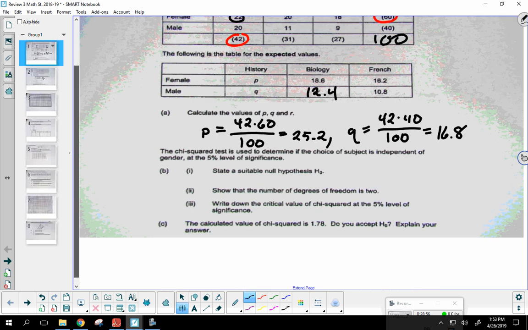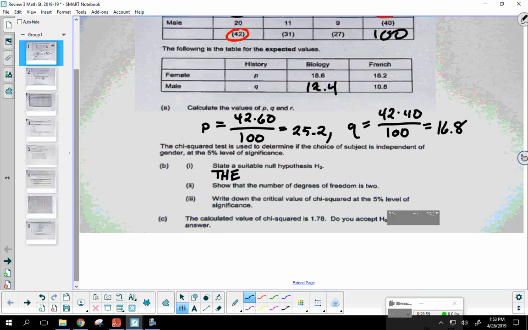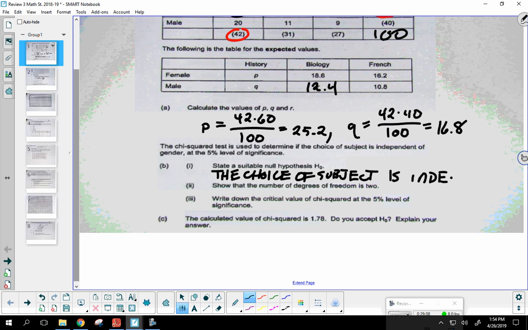Okay, the choice of subject is independent, and I'm going to abbreviate that, of gender. Perfect. And if you're going to write out the alternative hypothesis as well, what's the one thing you'll do? Just add "not." Yeah. So I would say make the two virtually identical: is independent, is not independent of gender.